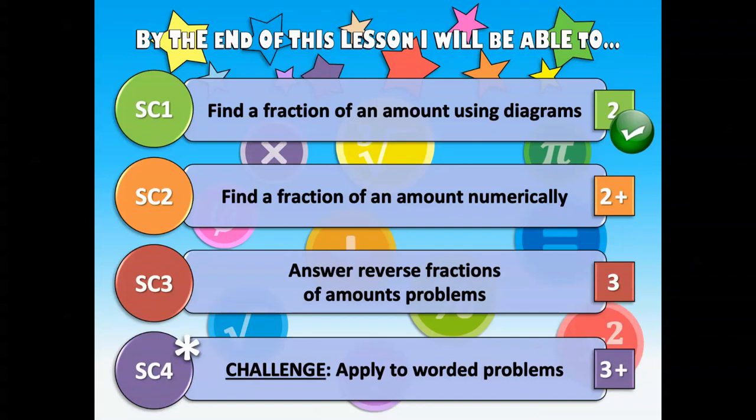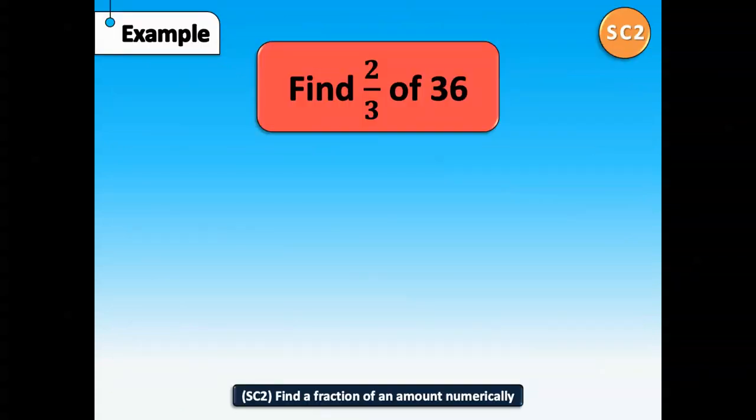So now we're going to move on to success criteria 2, which is to find a fraction of an amount numerically. So here we want to find 2/3 of 36. When we find a fraction of an amount, we divide the amount by the number on the bottom, and we multiply that answer by the number on the top.